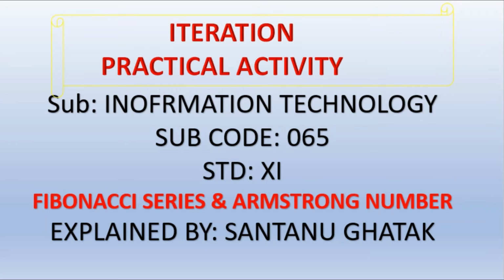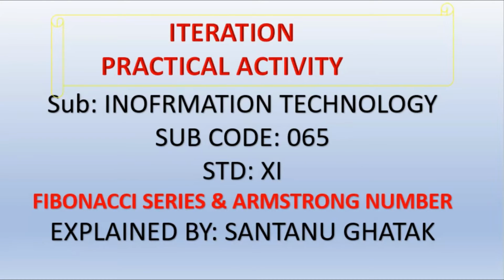Two important programs and their practical activities: one is the Fibonacci series and another is the Armstrong number. So first of all, what is the Fibonacci series? It is a kind of series where the previous two terms are added to generate the next term. Suppose the previous two terms are 2 and 3. So 2 plus 3 will be 5. In this way, the sequence will proceed. So that is a Fibonacci series.